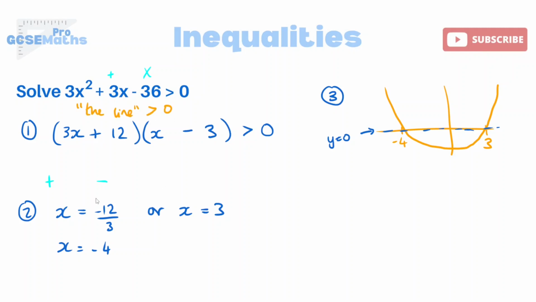So I'm saying I want the part of the line that is above y equals 0. So I want the two tails. Therefore, x has to be less than minus 4 and greater than 3. And there's not an equal sign, so I'm just leaving it as it is. Okay, that's your answer for that one.